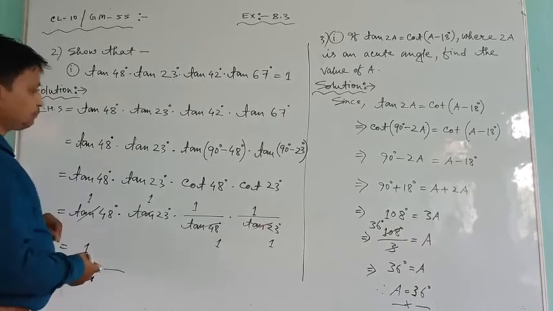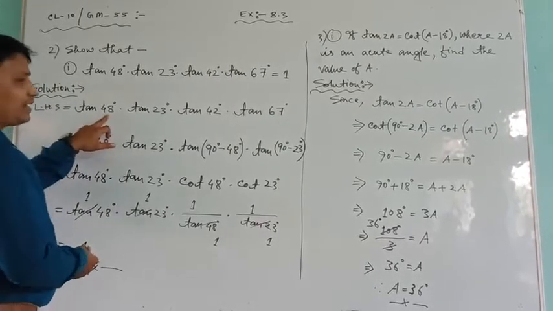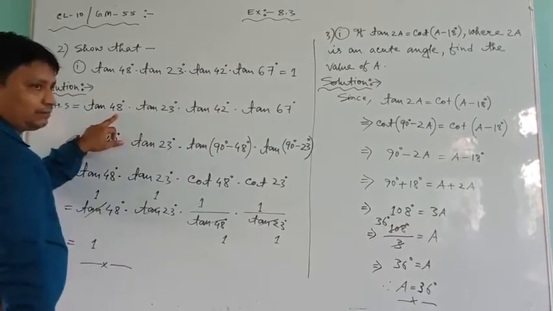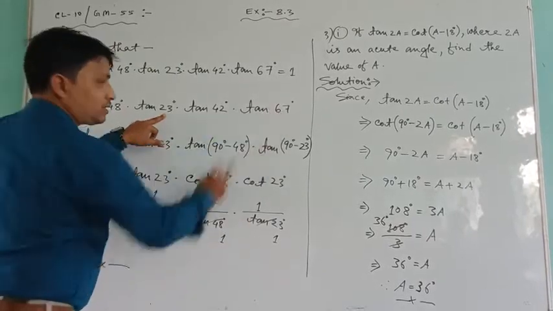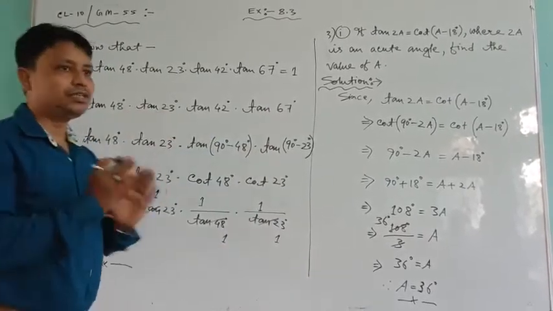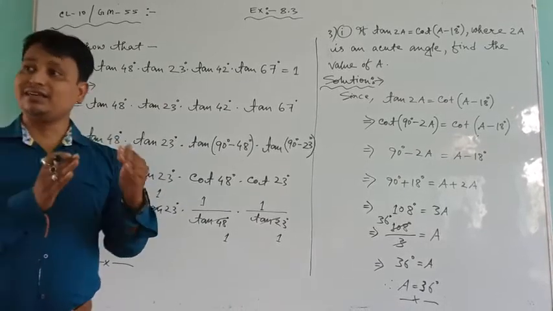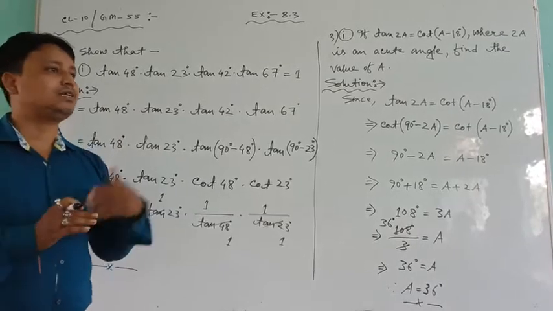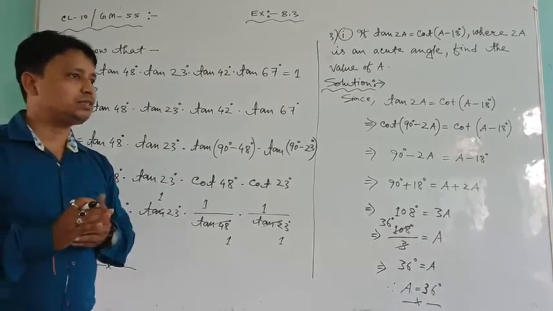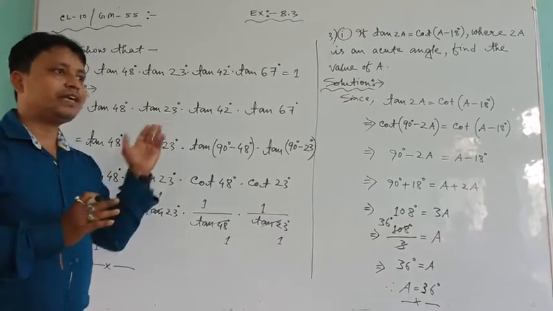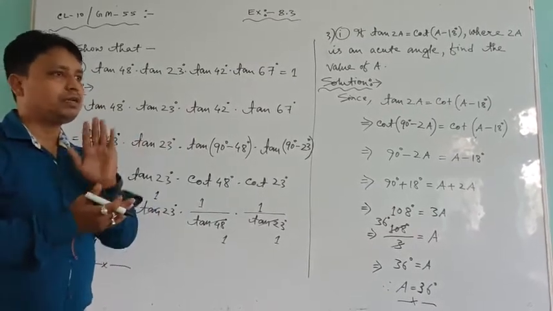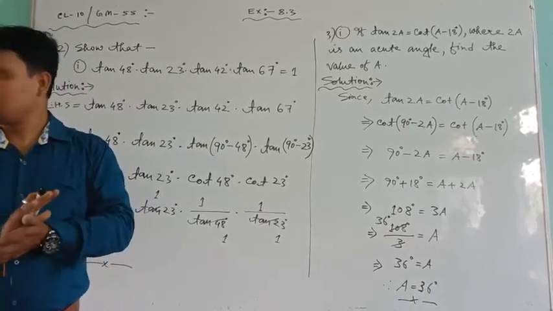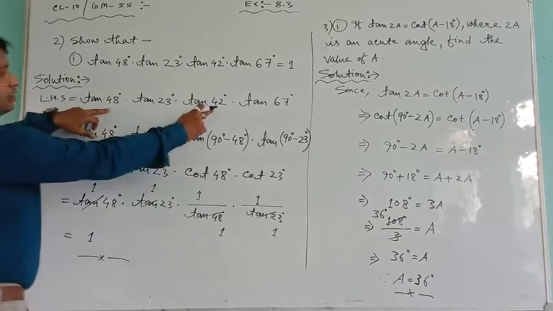So we will check: 48 degree and this one 42, 48 plus 42 is what? 90. And 23 plus 67 is 90. That means if their addition value is 90 or a multiple of 90, multiple of 90 means 2 into 90 is 180, 3 into 90 is 270, 4 into 90 is 360, like that. If the addition value of both angles is 90 or a multiple of 90, then yes, you have to apply quadrant rules. Okay? So 48 plus 42 is 90.